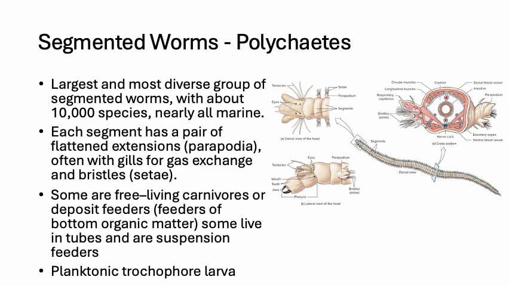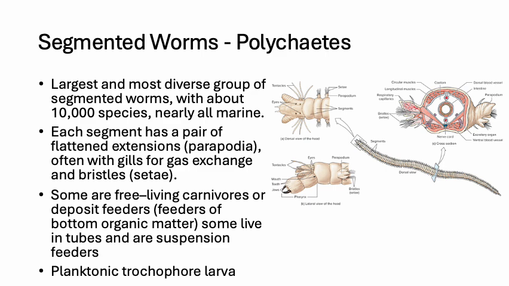Polychaetes are the largest and most diverse group of marine annelids, with about 10,000 species. Each body segment has a parapodia, which are fleshy extensions often equipped with gills and bristles called setae. They can be free-living predators, burrowers that feed on organic matter in the sediment, or tube dwellers that filter feed.